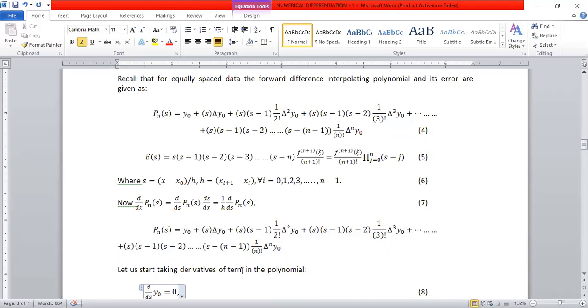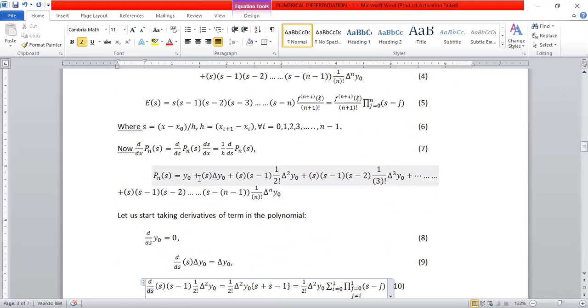Now we start taking the term by term derivative. See that the derivative of y naught is 0, whereas for s times delta y, the first order forward difference delta y is constant, and the derivative of s with respect to s is 1. Then the derivative of the next term: 1 upon 2 factorial, the second order forward difference is a constant. We have to take the derivative of s into s minus 1. Either write it as s square minus s and differentiate, or use the u into v rule; it is 2s minus 1.